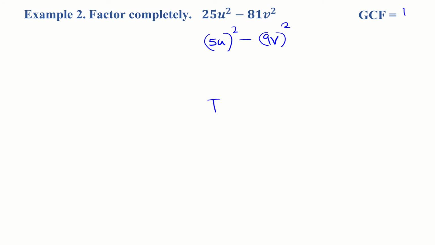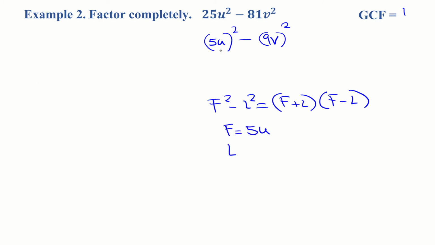So to apply the formula, f squared minus l squared equals quantity f plus l times quantity f minus l, we are going to use 5u to play the role of f, and the role of l is being played by 9v. So we're simply going to get f plus l, so 5u plus 9v, times f minus l, which is 5u minus 9v. If this appears much simpler than trinomial factoring, it is because it is.